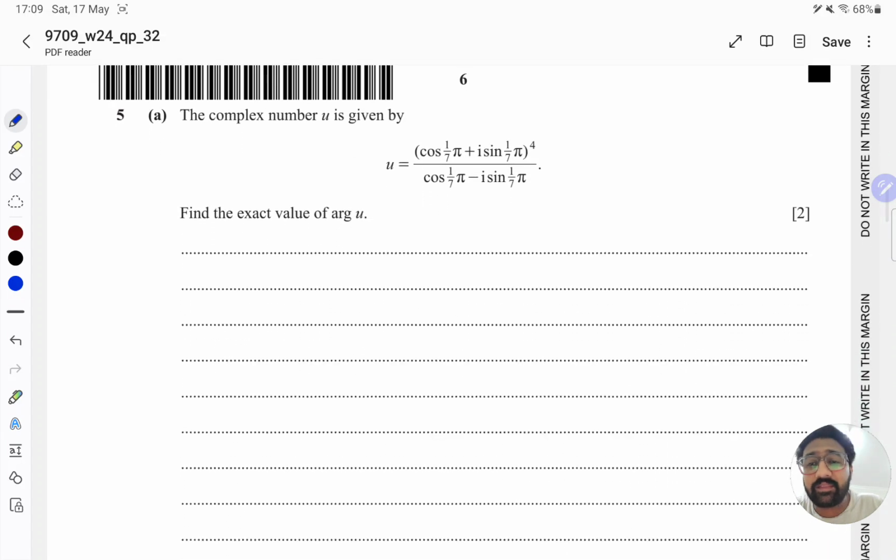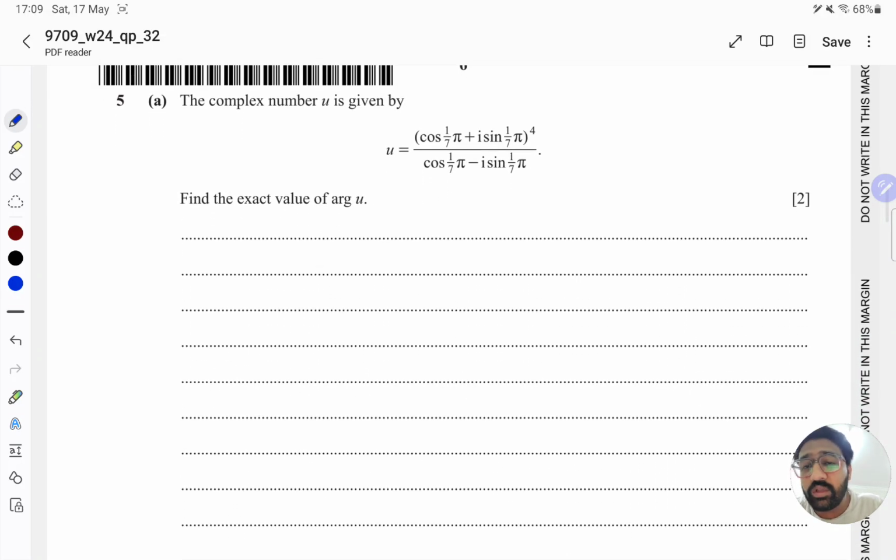Question number 5 says that the complex number u is given by this. Find the exact value of the argument of u. So basically, to have the argument of this thing, we can have multiple methods, but there can be two methods. I'll be solving this question by both the methods. You can choose whichever method you feel easy. One method is suggested purely by the marking scheme. The other method is the normal actual method.